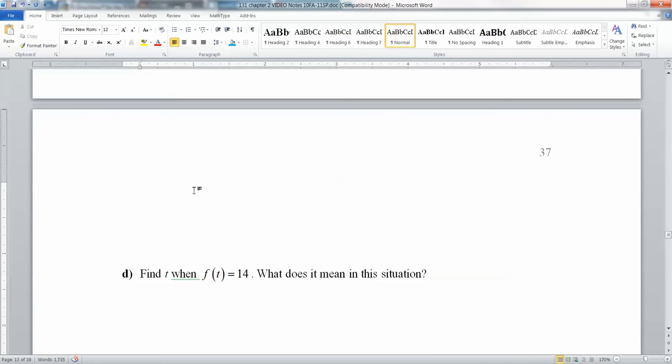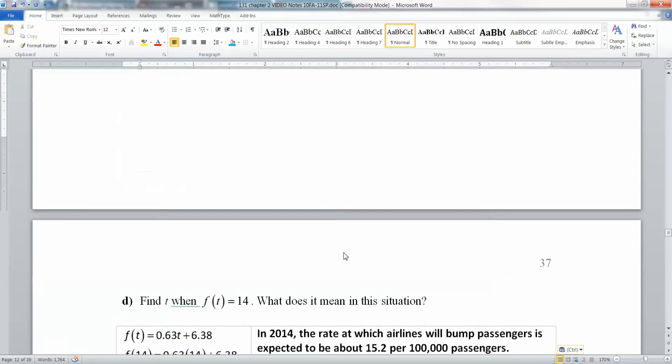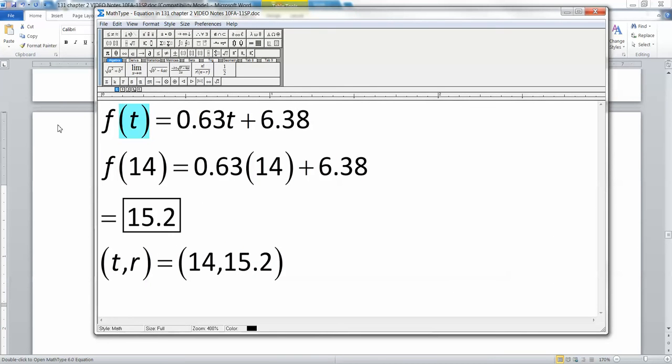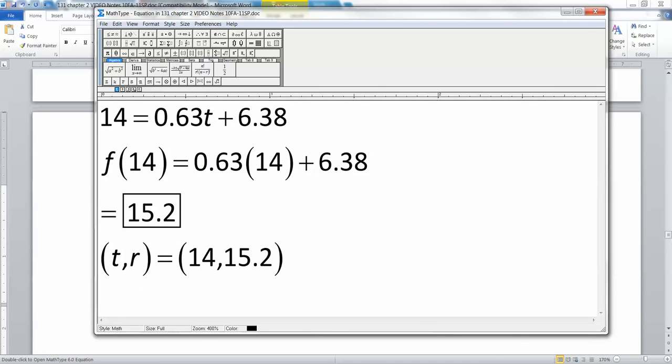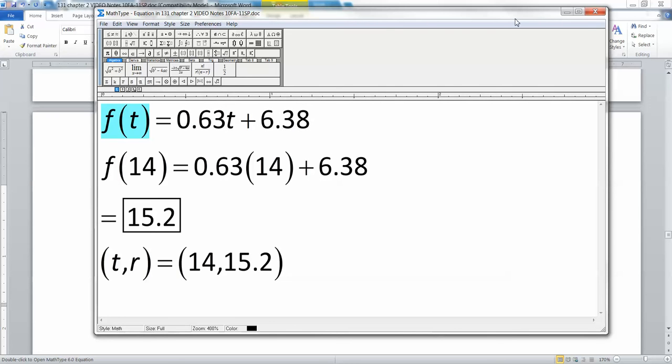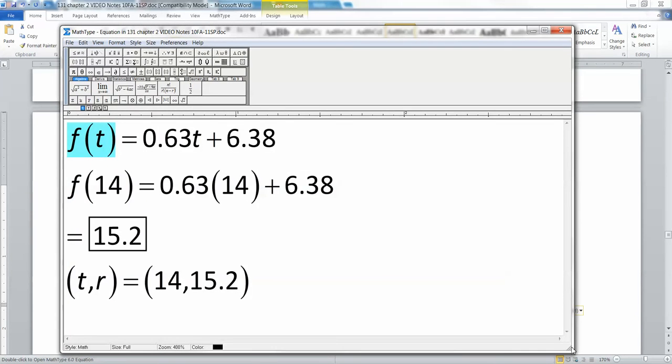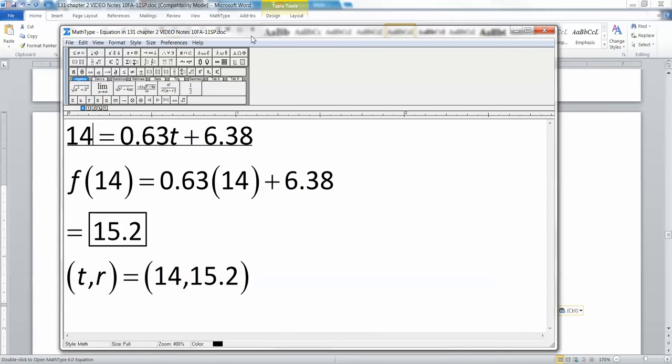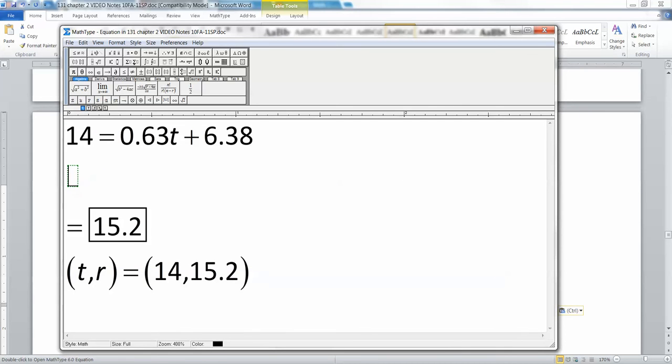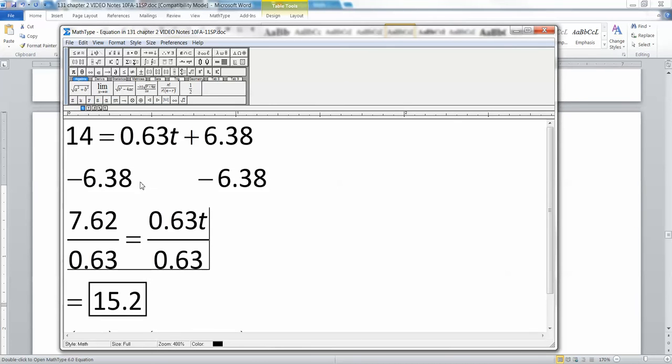Done with that one. Now the next problem is not the same thing. It's not f of 14, it's f of t equals 14. They want you to find t when f of t equals 14. So you're going to have to say 14 equals this, like that. Alright, so that means you're going to have, let's see, subtract 6.38 from both sides. You're going to get 7.62 equals 0.63t. Hold on. Right? Subtract 6.38, then divide by 0.63. You're going to get t is about 12.095.